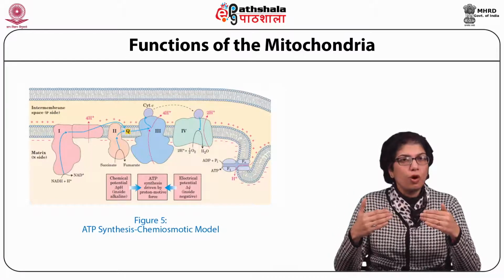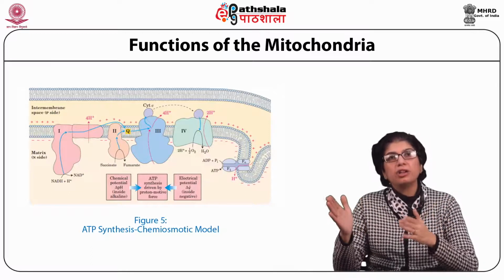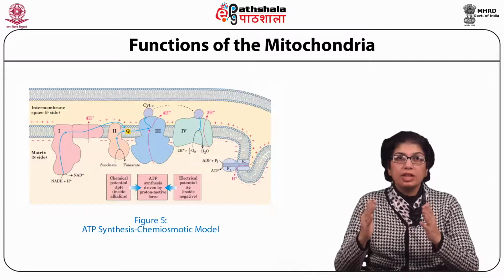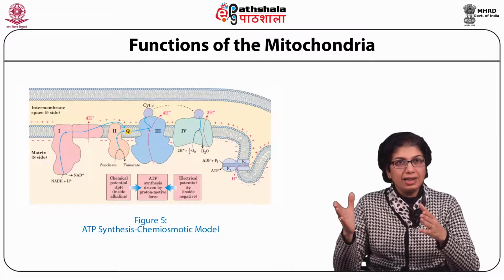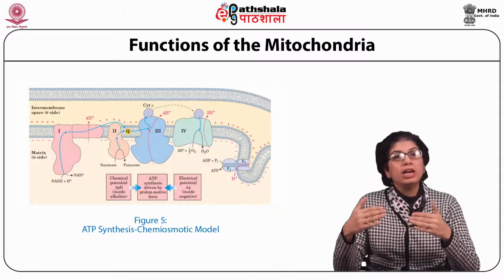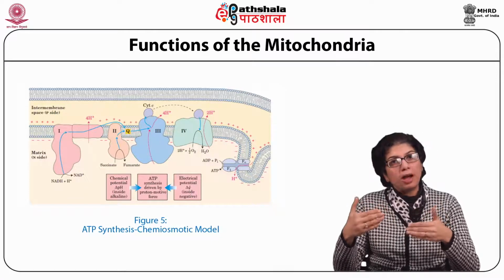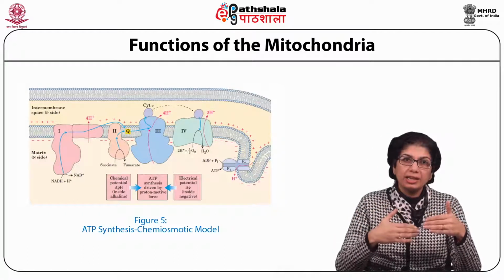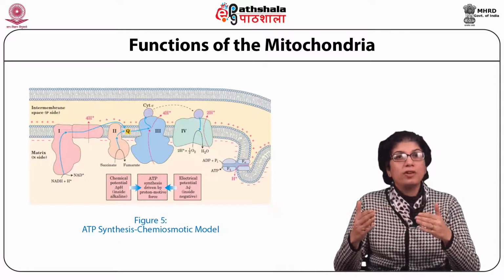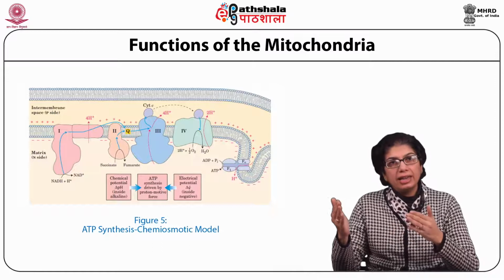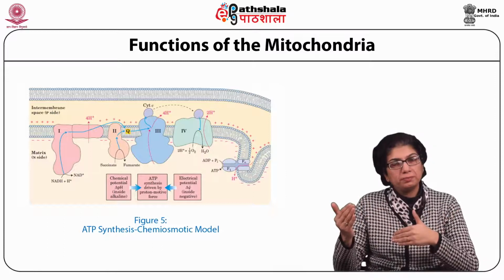Complex 2 of the electron transport chain is called the succinate dehydrogenase complex. It is the only membrane-bound enzyme of the citric acid cycle, all the other enzymes being soluble in the matrix, and this complex is also part of the electron transport chain. Thus, it has a dual role. It catalyzes the conversion of succinate to fumarate. The electrons are transferred from succinate to ubiquinone.